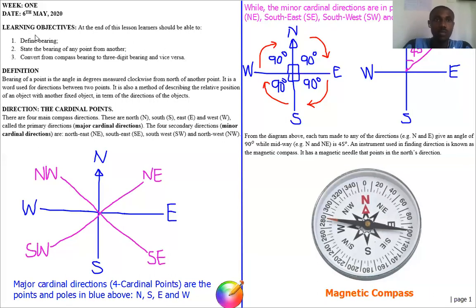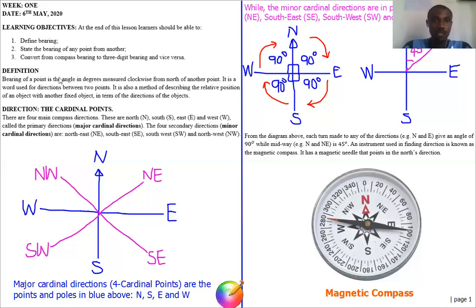Last week, we started with the topic known as bearing and distance. And the learning objectives were given as follows. It is expected that by now, every one of you should be able to define bearing. You should be able to state the bearing of any two given points. And you should be able to convert from compass bearing to 3-digit bearing and vice versa.